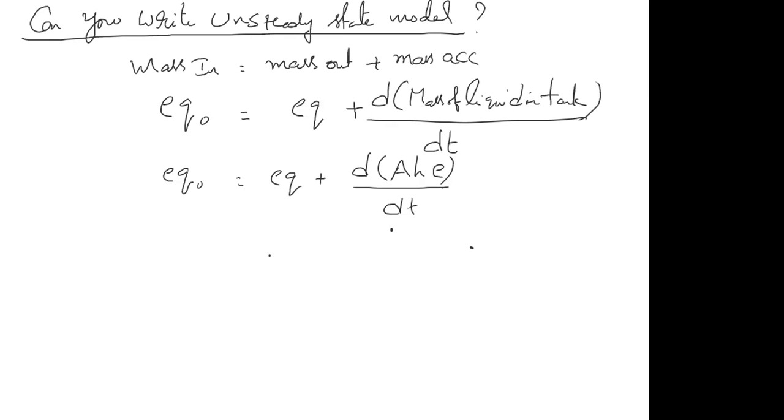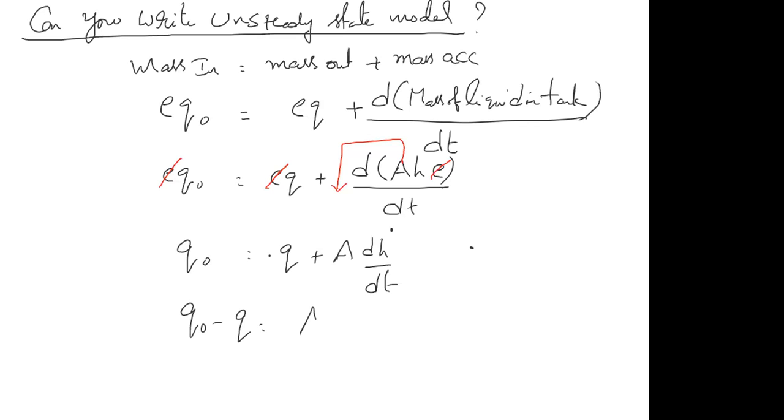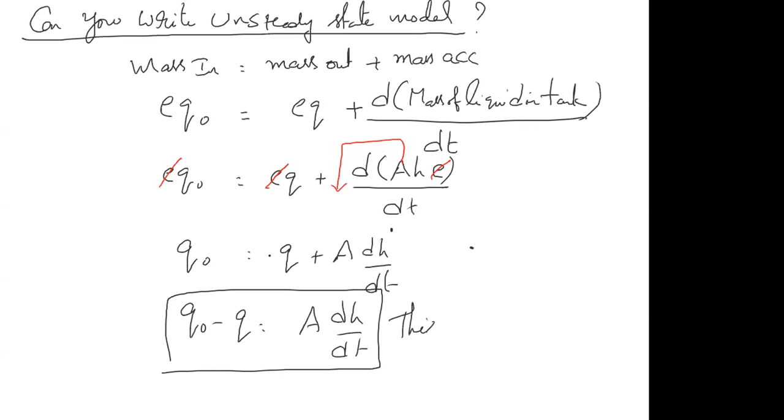Let's assume density is constant. So the density will cancel out, and A is constant, which comes out of the derivative. So you can write Q naught equals Q plus A into dH by dt. So basically Q naught minus Q equals A into dH by dt. So this is the unsteady state model.